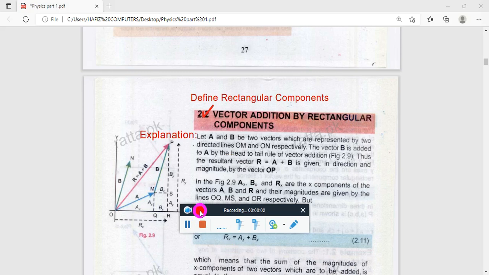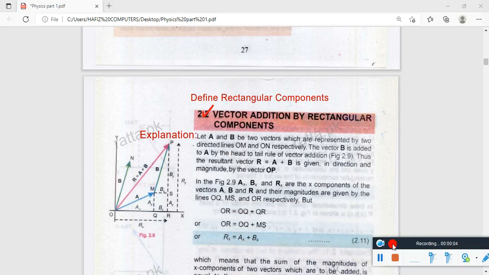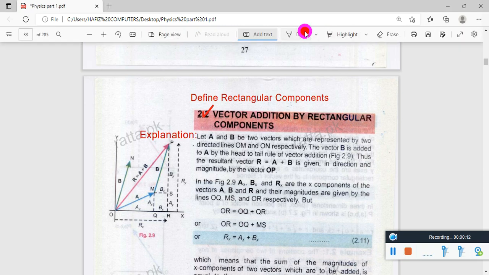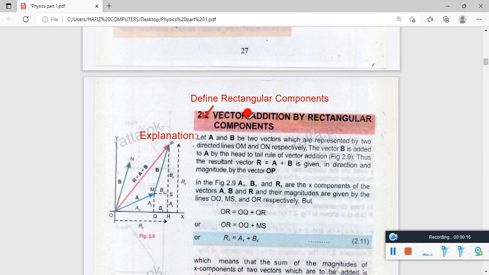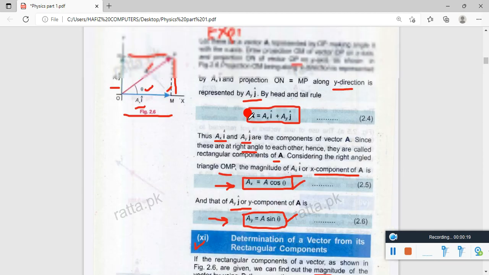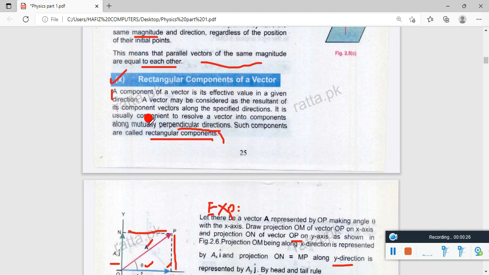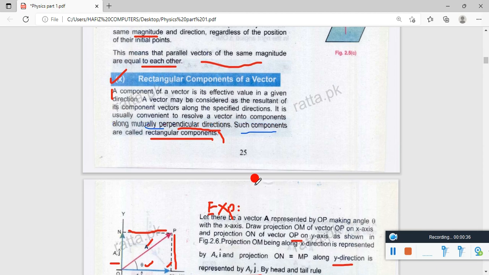So the next important topic is vector addition by rectangular components. In order to start, first we shall define what the rectangular components of a vector are. In our previous video, we already defined them. These are the mutually perpendicular components of a vector. Such mutually perpendicular components are called rectangular components of the vector.